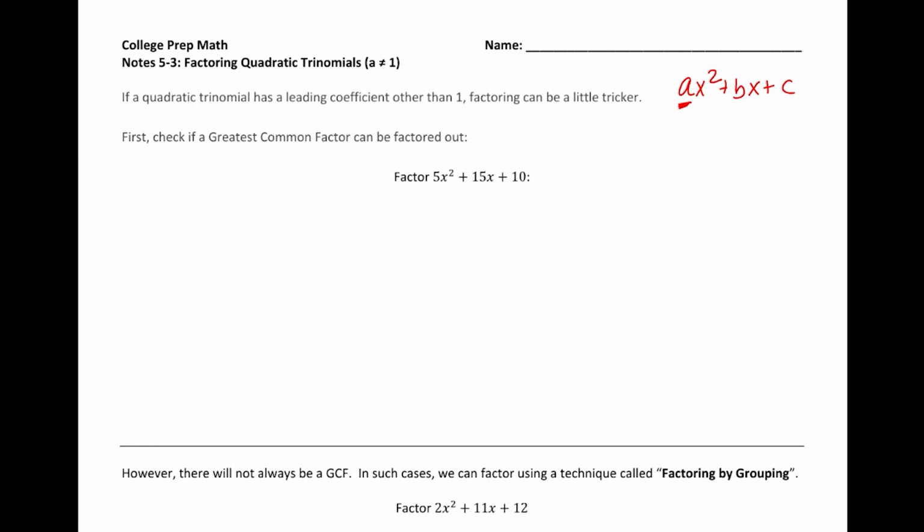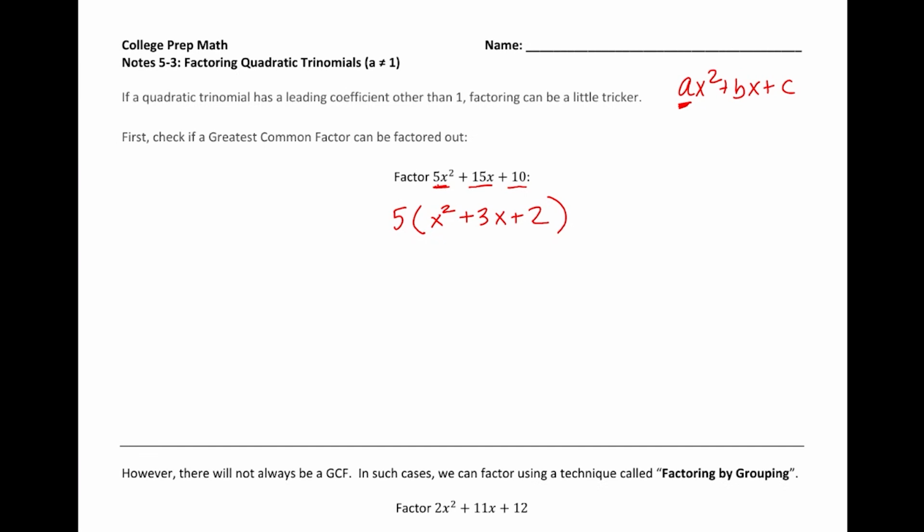So let's find the GCF here. The three terms are 5x squared, 15x, and 10. What's the largest number that all of those are divisible by? Yeah, 5. So we can divide out the 5 as a GCF and be left with x squared plus 3x plus 2 on the inside of the parentheses. And now that quadratic trinomial inside the parentheses has a leading coefficient of 1. We still have that factor of 5 hanging out, but these are what I call the easy factoring problems.